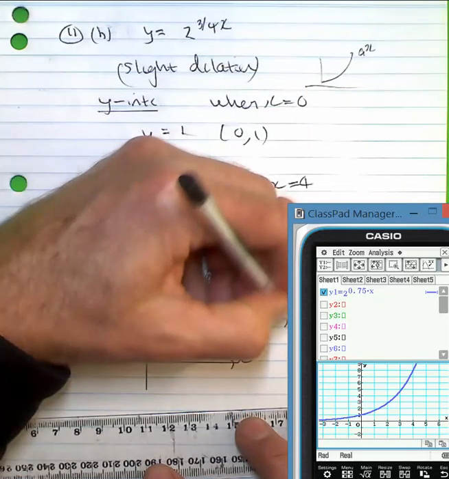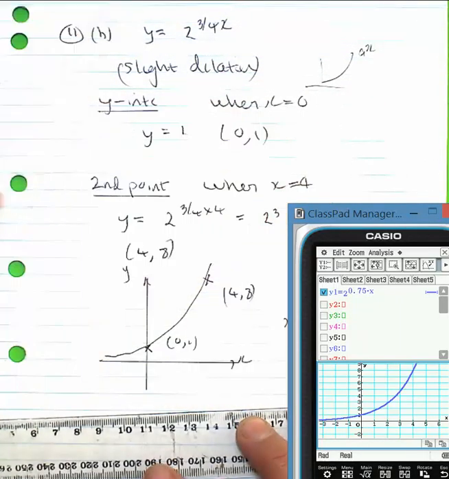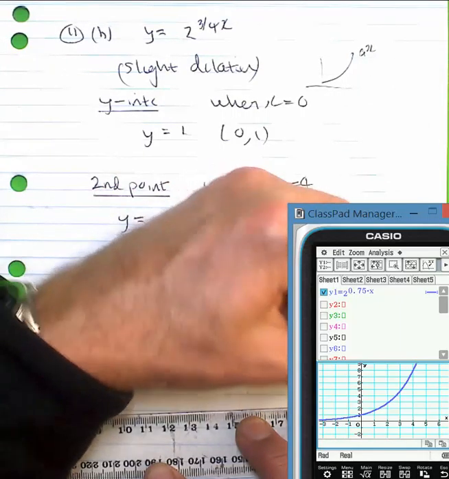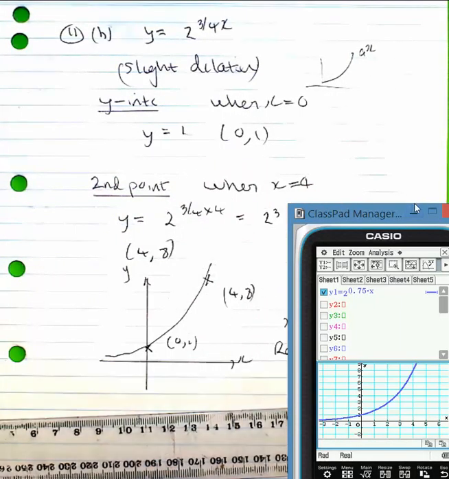And as before, x is an element of the real, and for my range, 0 to positive infinity.